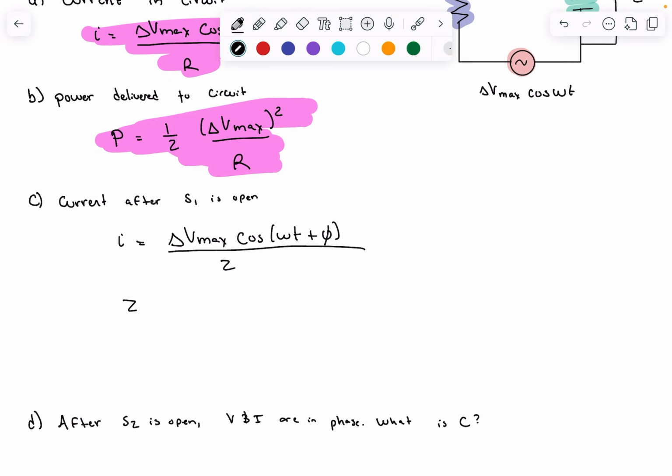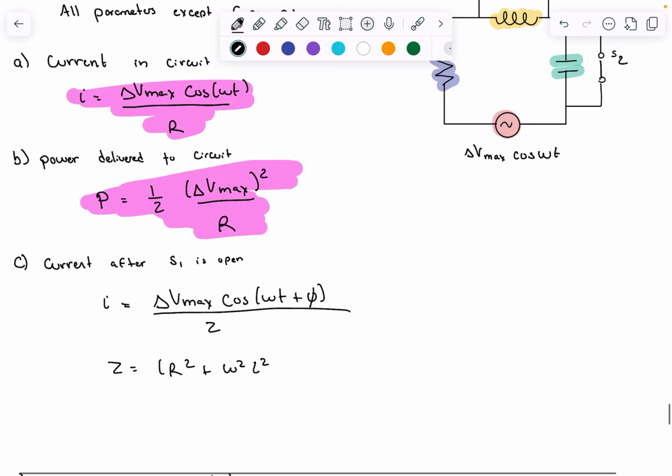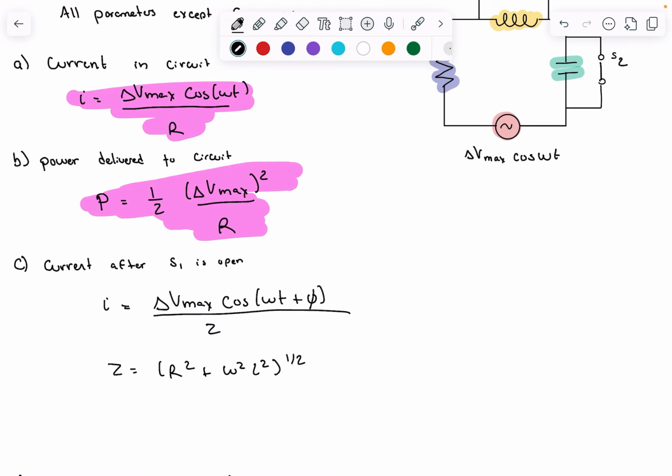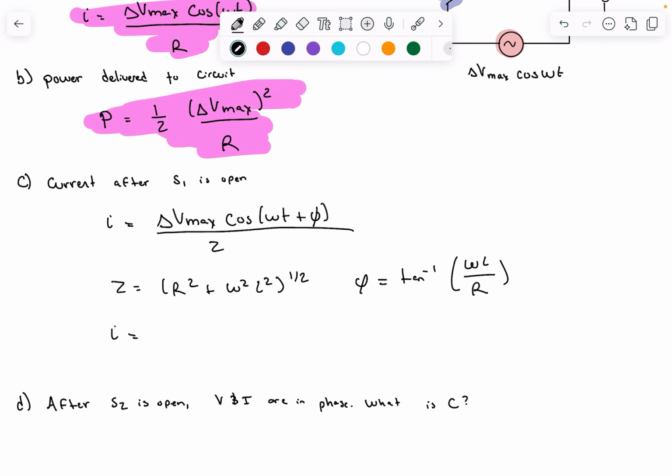So then Z, we know, is just R squared plus omega squared L squared, which is XL. There is no XC because remember we're bypassing that capacitor, and this is square rooted. And then phi is going to be the inverse tan of XL, which is omega L, divided by R. So we're going to put everything together and we get I is equal to delta V max over the square root of R squared plus omega squared L squared, times cosine of omega t plus inverse tan of omega L over R. So that's our current.